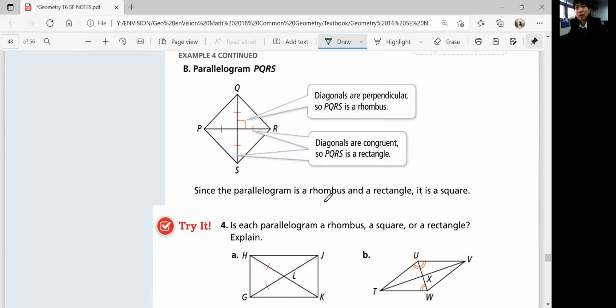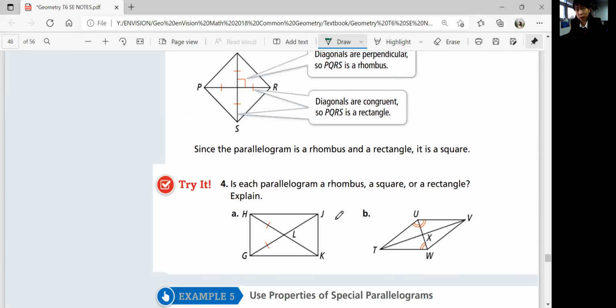Try number 4. Is each parallelogram a rhombus, a square, or a rectangle? See if you can identify these parallelograms as special parallelograms in parts A and B. Come back when you're ready for answers.